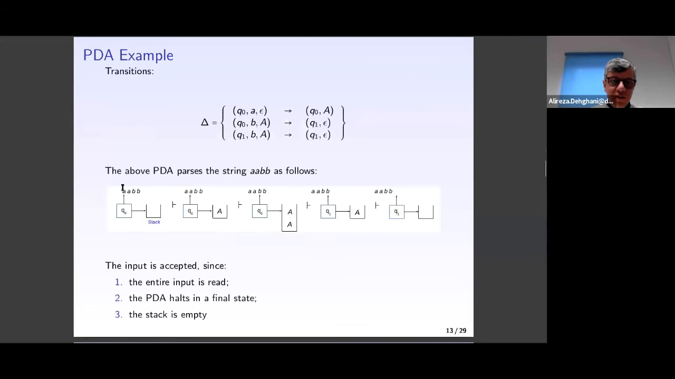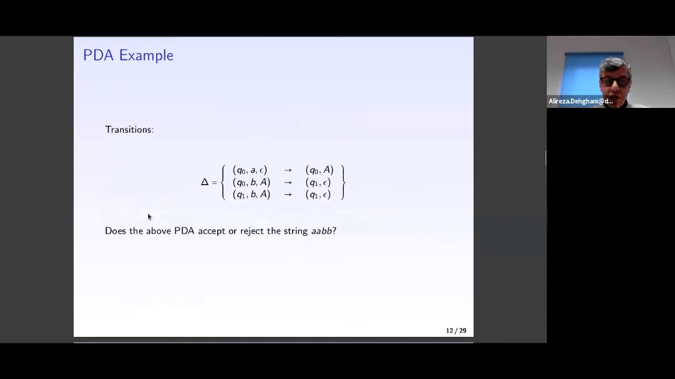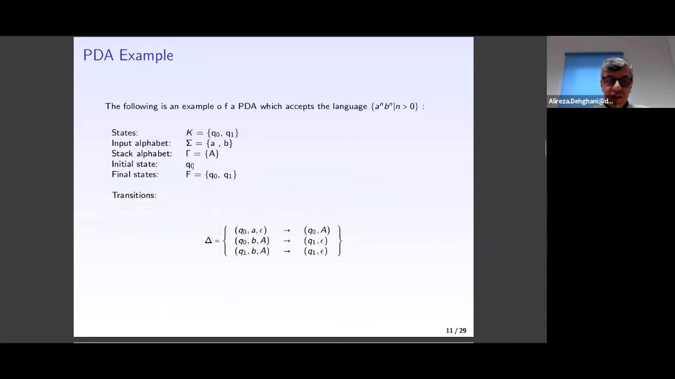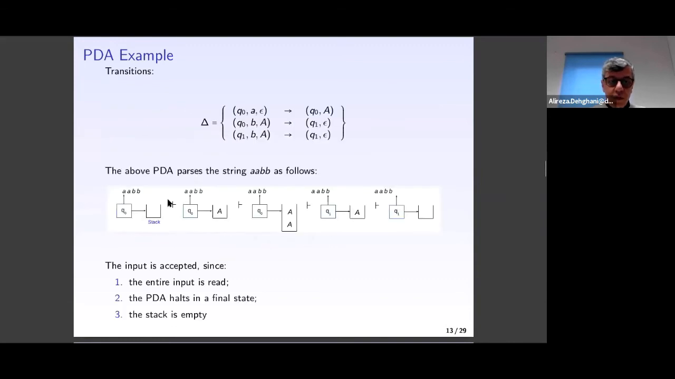Okay, we have this string, we want to check it. We start from state Q0 because according to the definition, the initial state is Q0. Okay, we are in Q0, we read A, and that's the transition. It says when you are in Q0 and read A, no matter what you have in the stack, which is empty in the beginning, push A. I'll push A. A goes into the stack. The head of the machine goes toward the right and reads the next symbol.